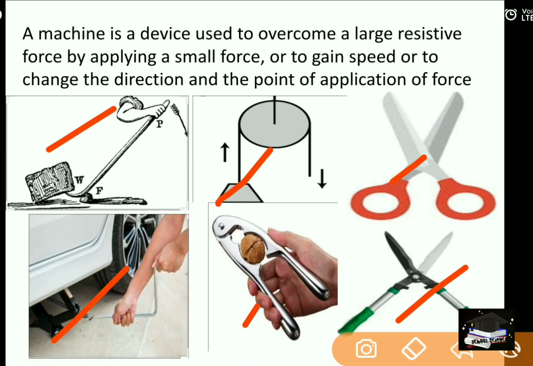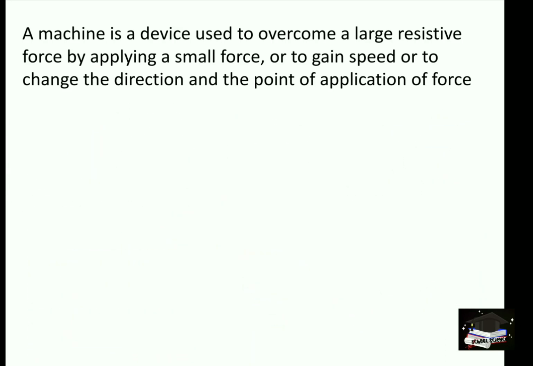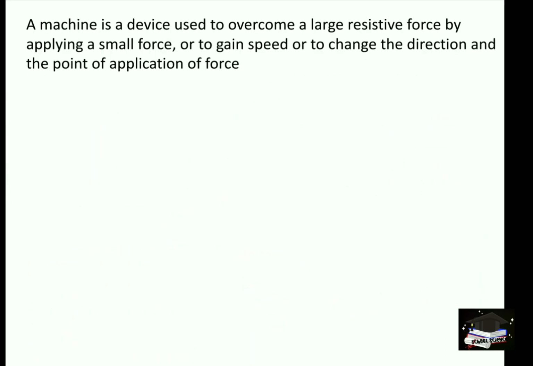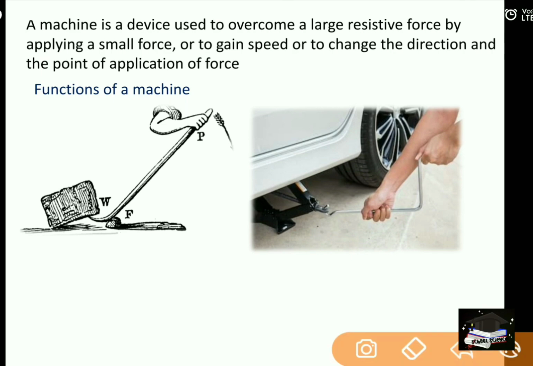Now next we'll go to the functions of a machine. What are the functions of a machine? So first function of a machine is to overcome a large resistive force by applying a small force. It's in the definition only. In the definition it is said a machine is a device used to overcome a large resistive force. So that is the function only. Look at this, overcome a large resistive force by applying a small force.